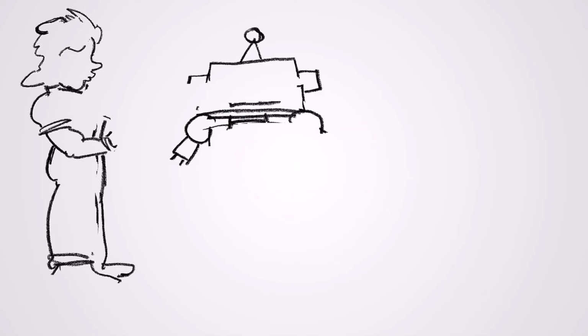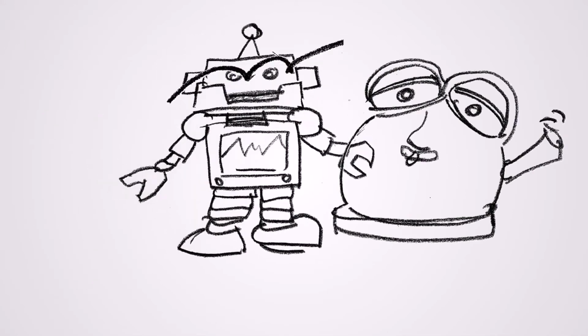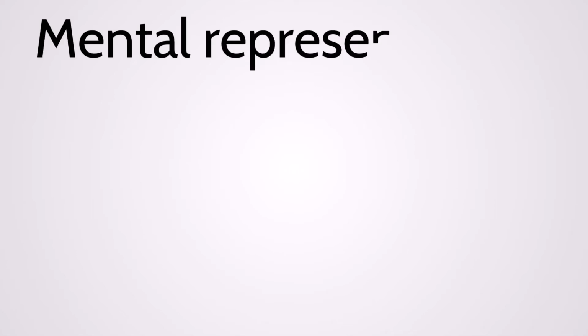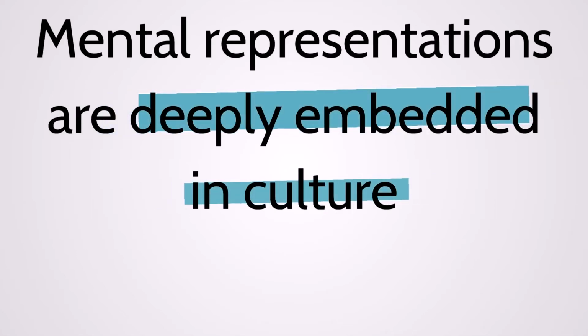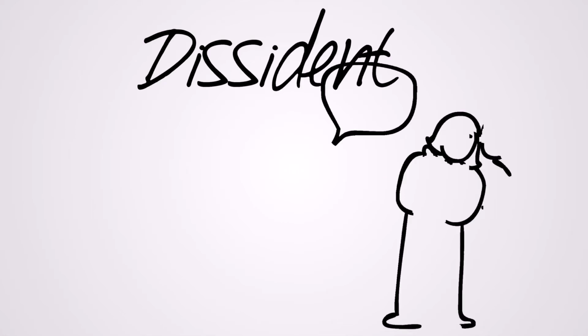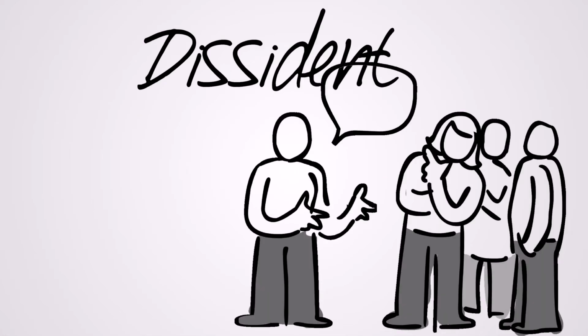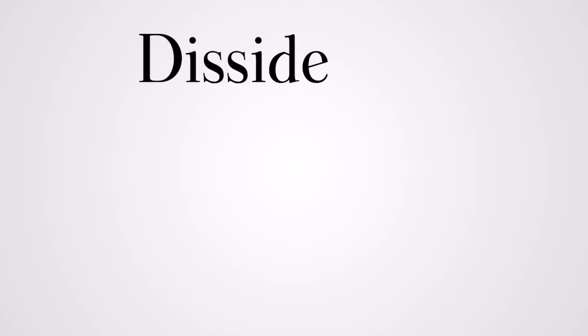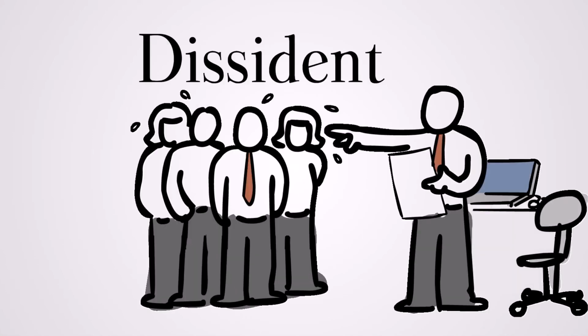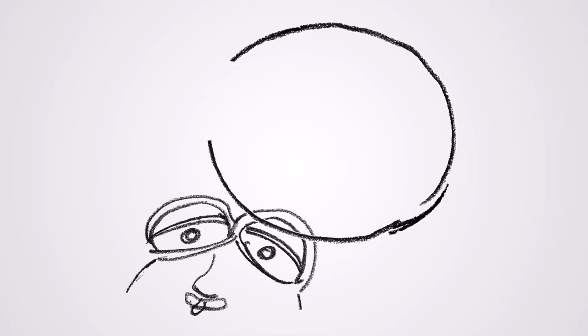But there's a catch. This only works when those communicating think in a similar way. More properly said, mental representations are deeply embedded in culture. A mental representation such as dissident has a very different meaning and therefore triggers a very different mental image in a democracy than it does in a totalitarian state. Likewise, dog breeders will have a different mental representation for dog than a postal carrier.